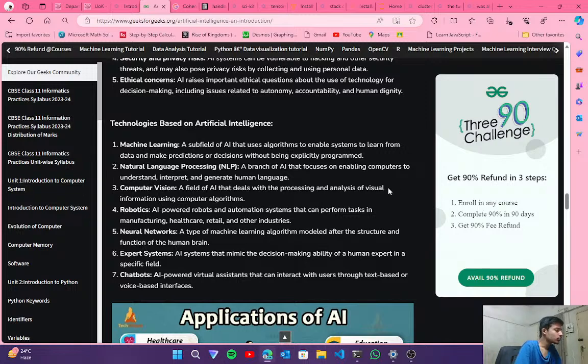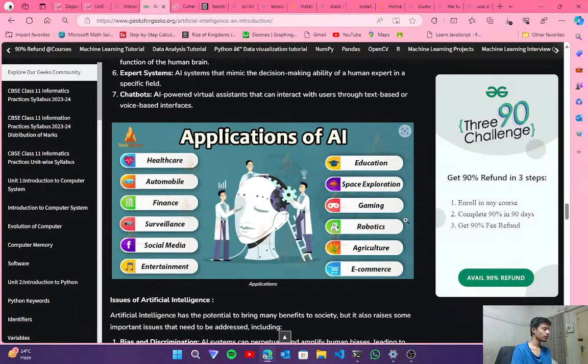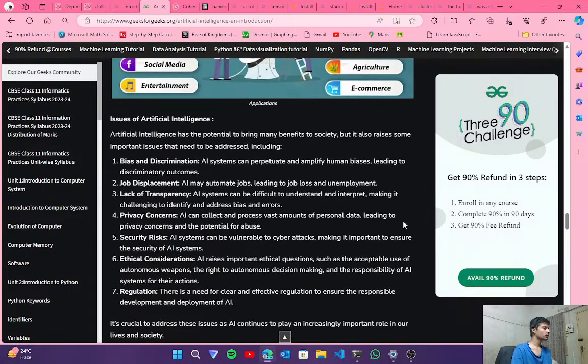Robotics, AI-powered robots and automation systems that can perform tasks in manufacturing, healthcare, retail, and other industries. Neural networks, a type of machine learning algorithm modeled after the structure and function of the human brain. Expert systems, AI systems that mimic the decision-making ability of a human expert in a specific field. Chatbots, AI-powered virtual assistants that can interact with users through text-based or voice-based interfaces. Issues of artificial intelligence.